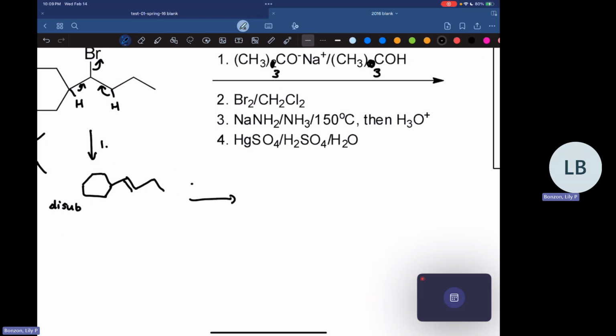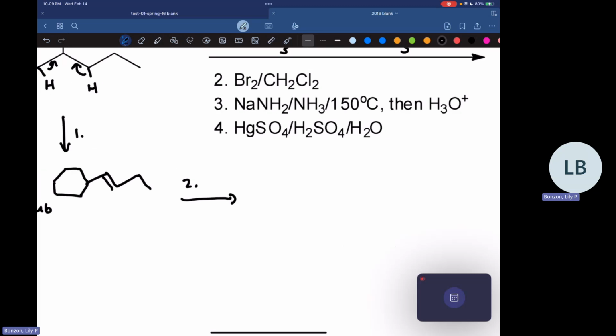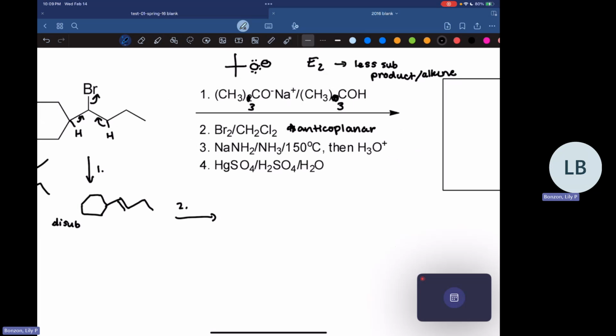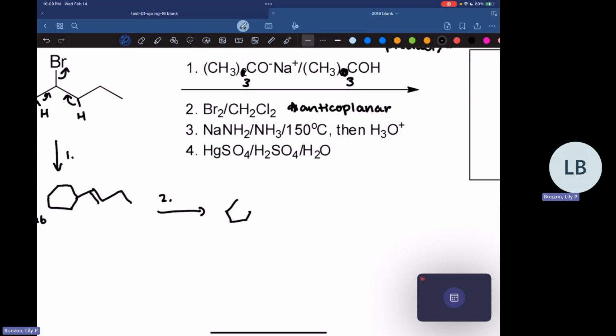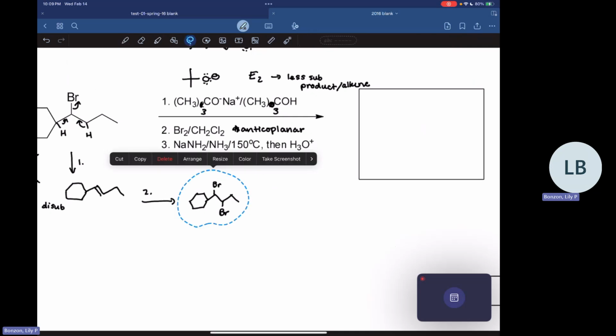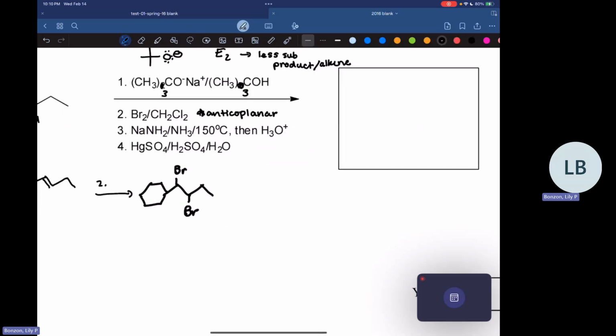Okay, reaction 2, we've got Br2 and CH2Cl2. So this is going to add both of those bromines onto that double bond. And specifically, it's going to add them anticoplanar, so that's just when they're on opposite sides of that single bond. All right, so we've got our first bromine and we've got our second bromine. That's the product of step 2. Now we're going on to step 3.